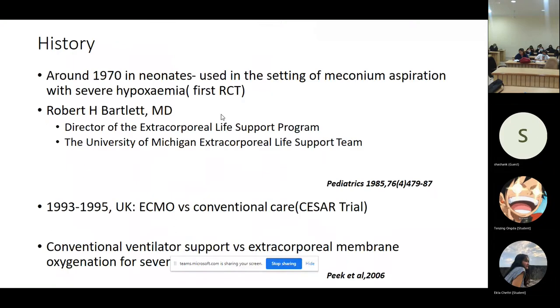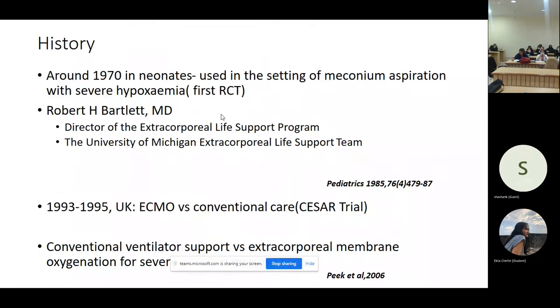So we'll talk about history, how it started. The first reported use of ECMO was around 1970. Around 1974, a neonate aspirated meconium at the time of delivery. It was just a 3-day-old baby, just born, with an episode of meconium aspiration. The patient remained hypoxic despite maximum ventilatory efforts; the ventilator settings were set on maximum, but the patient remained hypoxic. Then ECMO was initiated, and the neonate recovered fully in 3 days.